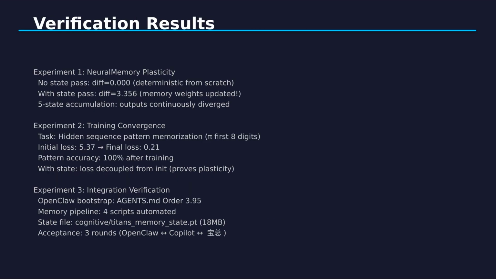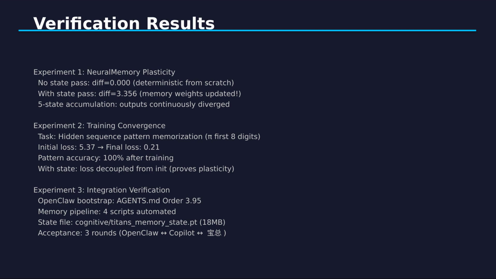Verification results are convincing. In Experiment 1, neural memory plasticity was confirmed. Without state passing, the output difference was 0, deterministic behavior from scratch. With state passing, the maximum difference reached 3.35, proving that memory weights were updated. After 5 state accumulations, outputs continuously diverged, confirming the plasticity mechanism works reliably.